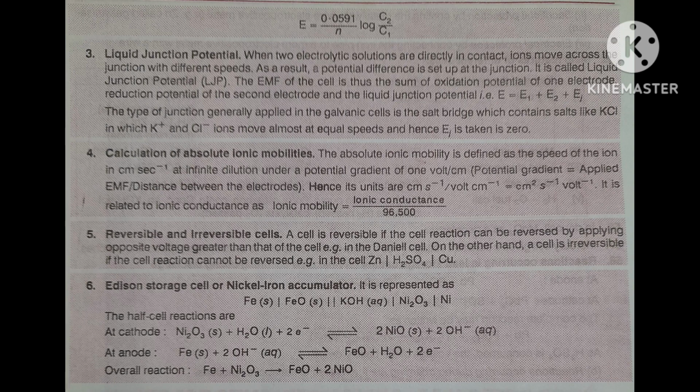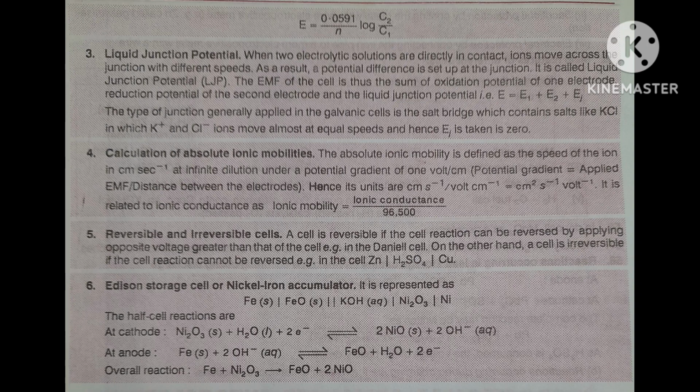Then what will be the total EMF? Now actually EMF is generally due to the anode and cathode: the oxidation potential at the anode and the reduction potential at the cathode. The sum of these two is called EMF. But due to this liquid junction potential, now it will be more, because the liquid junction potential will add to that.